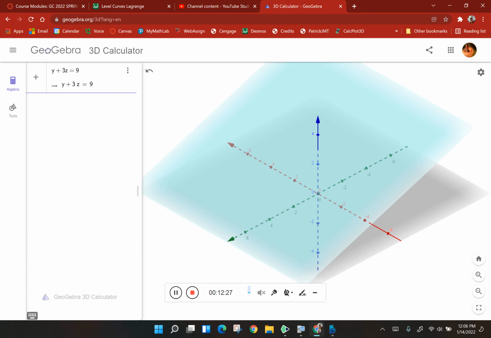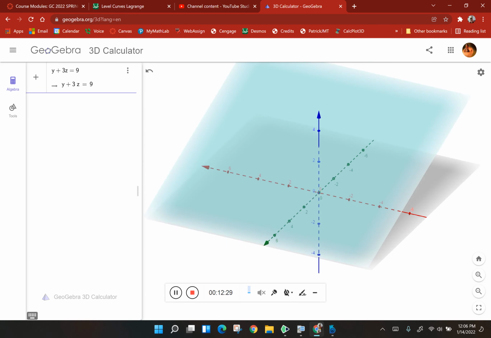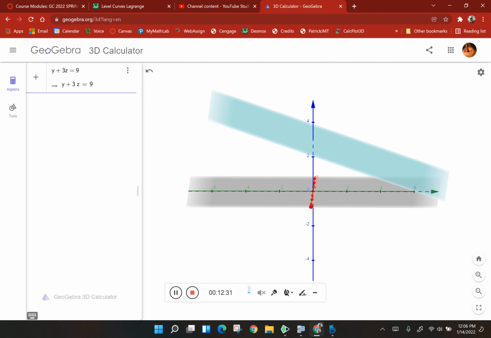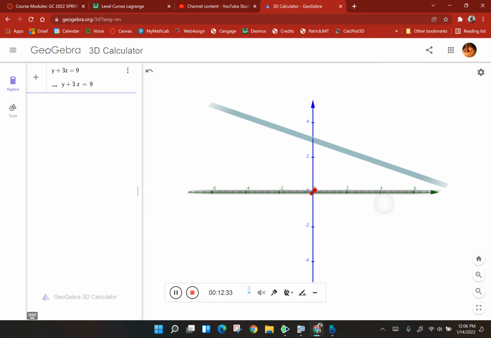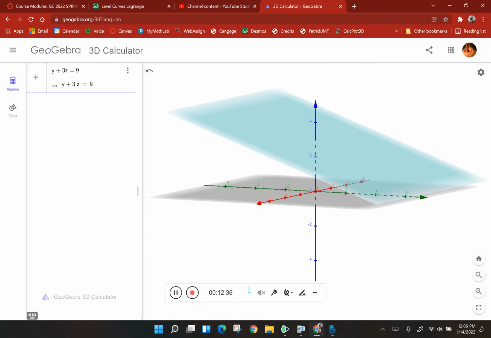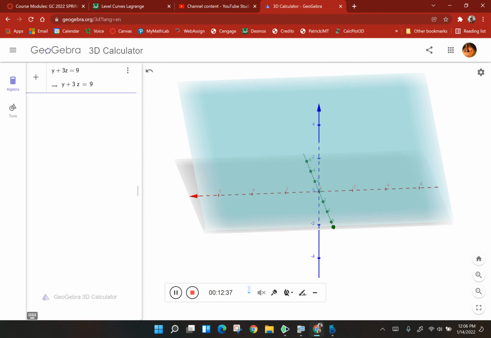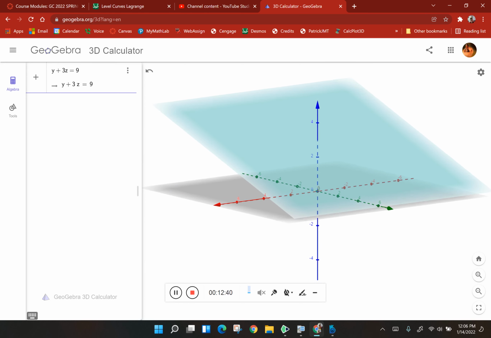So now when I bring this up and look at it, do you see how it's now parallel to the red, which we said was the x? If I look down that, it's never going to intersect. And it's kind of that ramp that we were talking about. Realistically, if you're ever going to graph something in three-dimensional space, you're going to use some sort of tool to graph it for you.